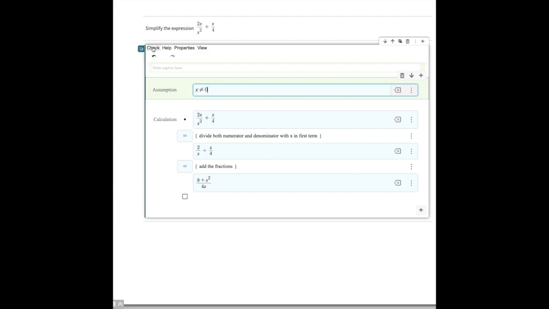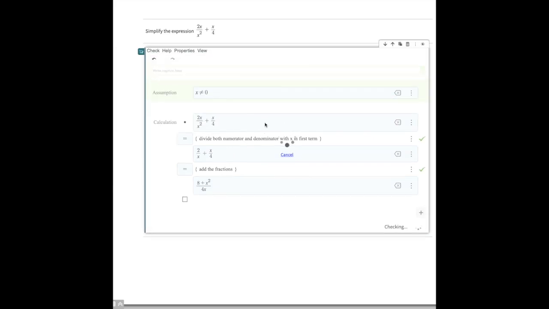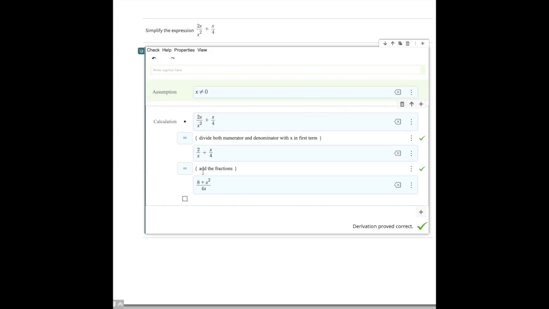And let's see what happens now. We check correctness again. And this looks much better, because the checker now knows that x cannot be 0. It allows this simplification of the first term and also the calculation of the second term. So in the end, we have a correct solution.